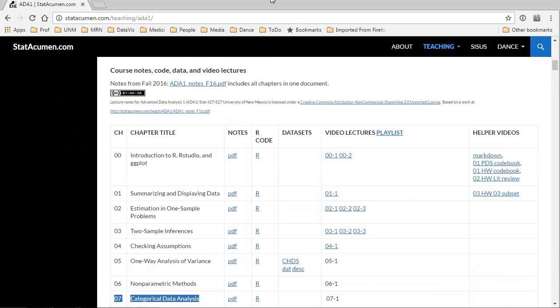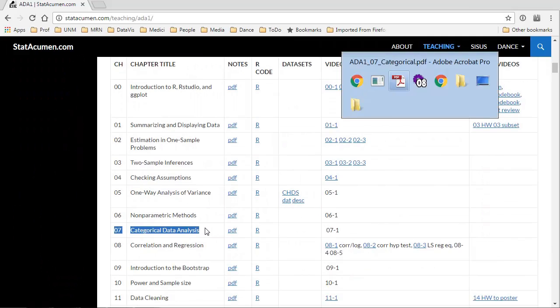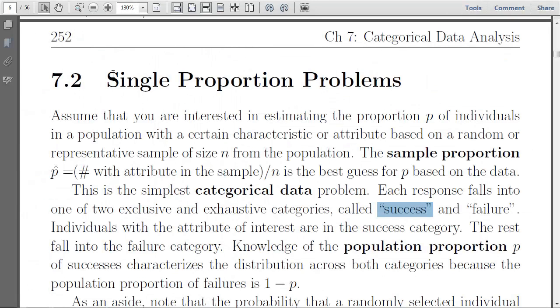In this video, we'll continue Chapter 7 on categorical data analysis, inference, and hypothesis tests for single proportion problems. So let's assume that you're interested in estimating the proportion of individuals in a population with a certain characteristic or attribute based on a random sample of size n from that population.